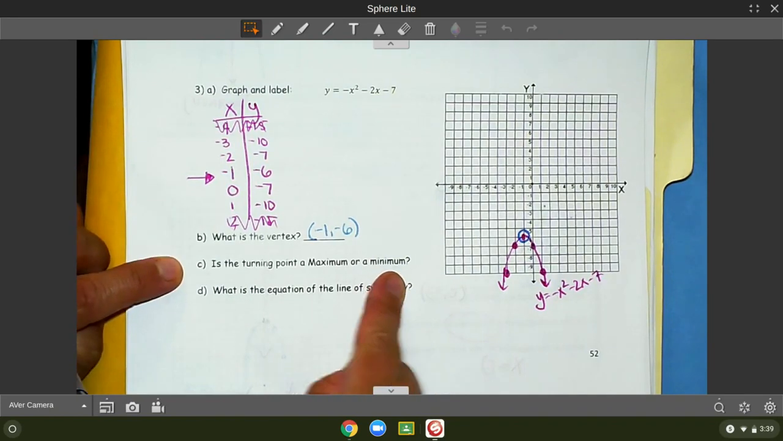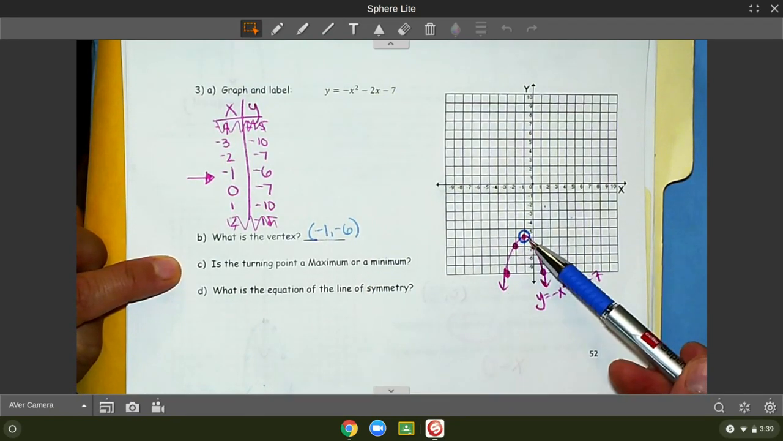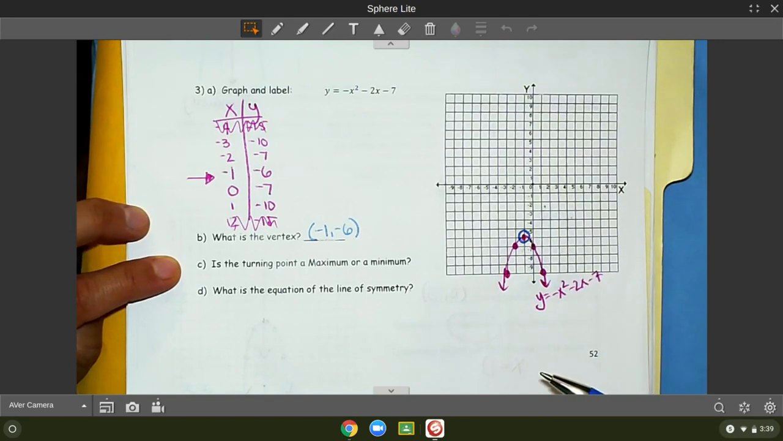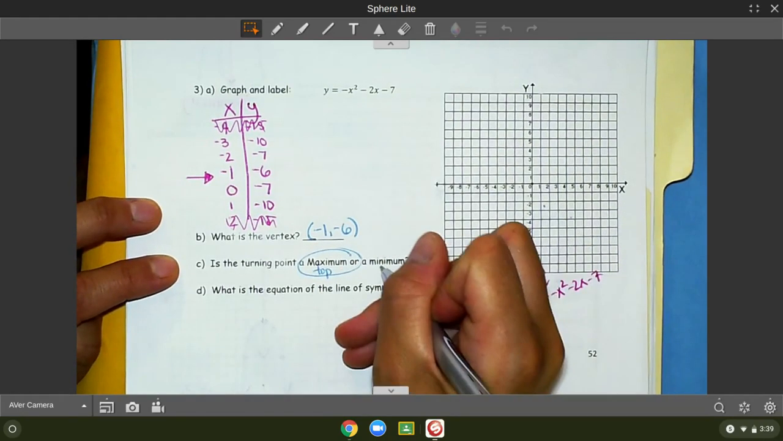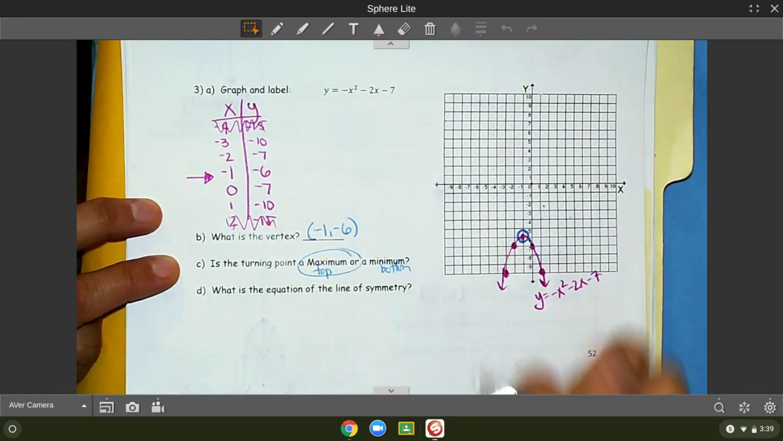Next up, is the turning point a maximum or a minimum? So, to do that, you need to look carefully. Is this point a top point or is it the bottom point of the parabola? Well, it's the top point, which means the maximum. So a maximum is at the top, a minimum is at the bottom.